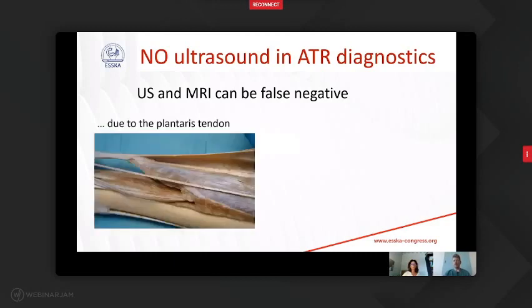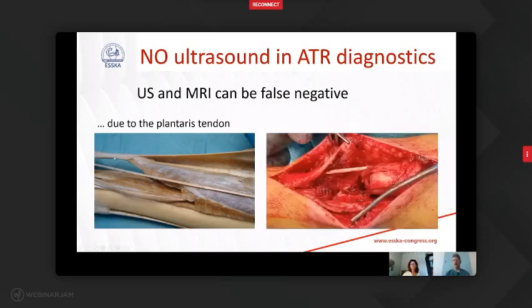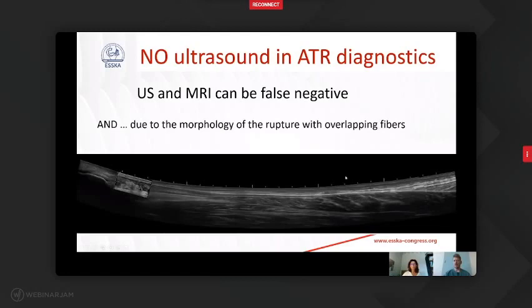On this picture you have the Achilles tendon to the left, you have the calf muscle to the right, and here you have the plantaris tendon. In this case, the plantaris tendon is lying outside the Achilles, but in around 50% of the cases, it's lying embedded in the tendon. And when you operate on them, you can see this. Like here, we have opened a chronic rupture, and you see the plantaris embedded in the rupture site. And if you ultrasound or MRI scan this, you will see intact fibers due to the plantaris tendon.